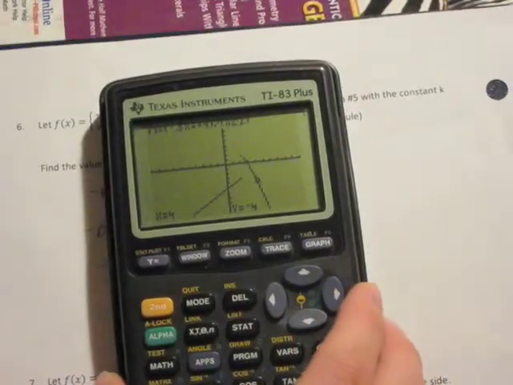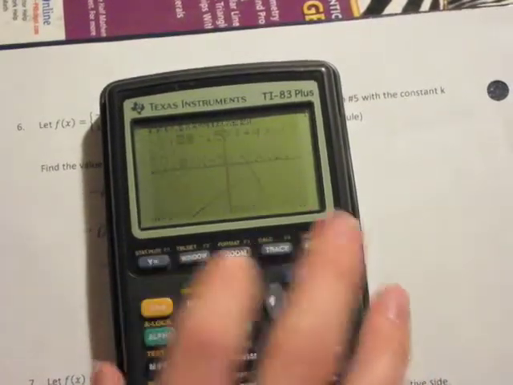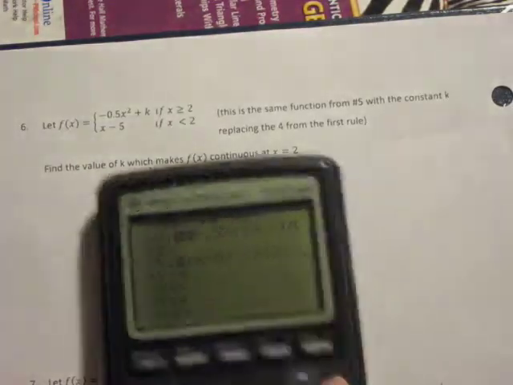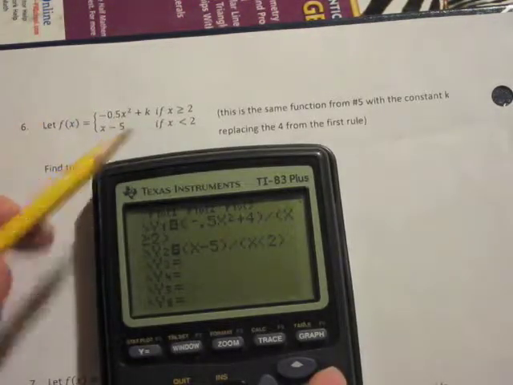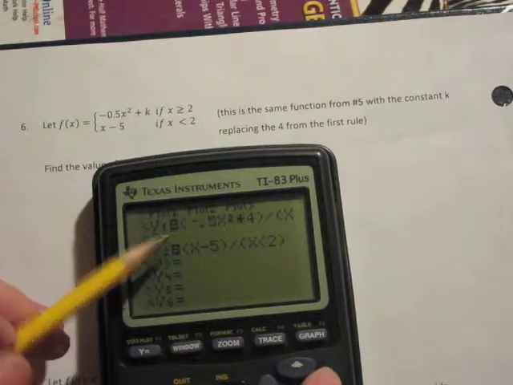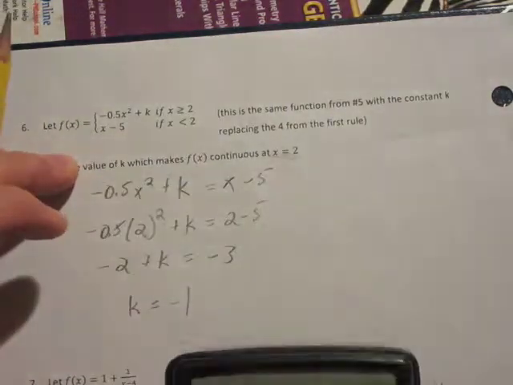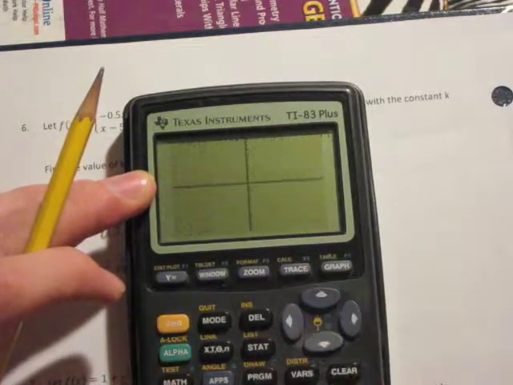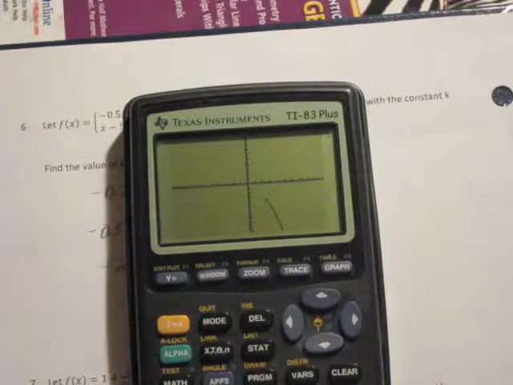Okay, you can check this, and the great thing about this is I've already got this in my calculator. k was replaced by that 4, so I'm going to go over to the 4 and replace it with minus 1. And if I graph that, it should look a little bit different, and they meet up.